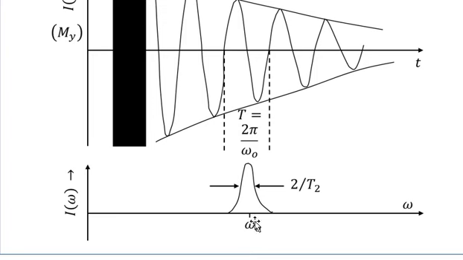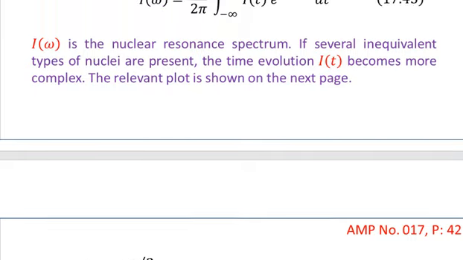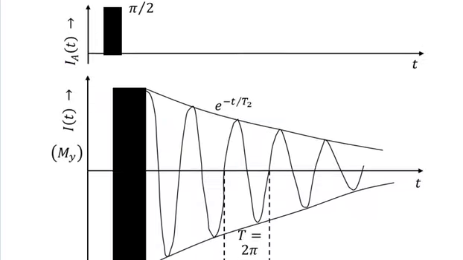At the resonance frequency we have omega naught, and on either side the frequency deviates from omega naught. So I of omega is the nuclear resonance spectrum. If several inequivalent types of nuclei are present in the sample, the time evolution I of t becomes more complex. The relevant plot is shown on the next page, which I have already explained.